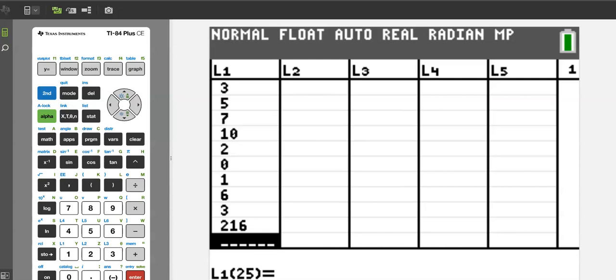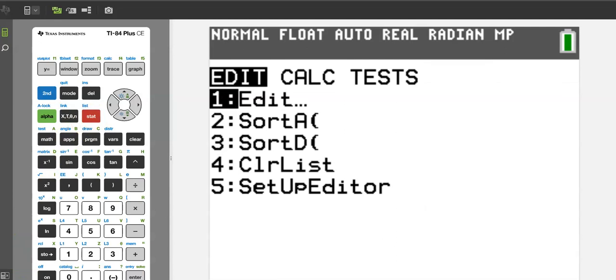So we put all of our data in, and I want you to hit Stat again. And right here, number 2 and number 3 allows you to put your data in order. This says sort A, which means sort ascending. So that means it will start at the smallest value and work its way to the highest value, which is what we want. Right here, this sort D means sort descending. So sort D would start at the highest value and then go to the lowest. So here's how you do those.